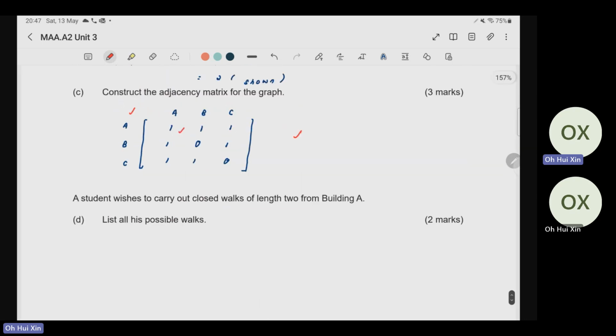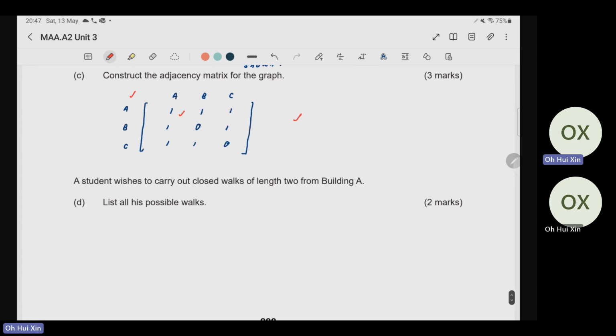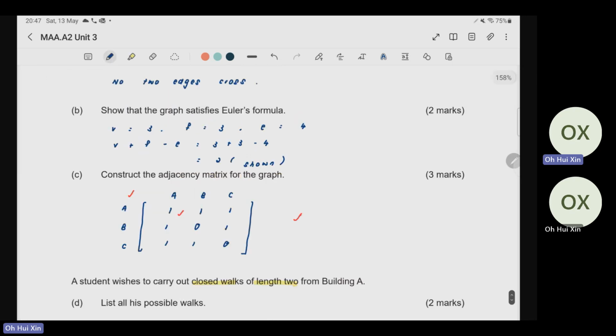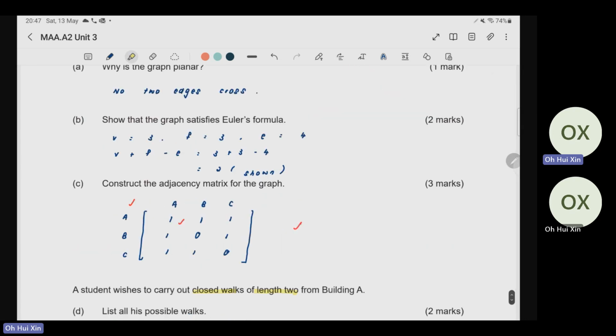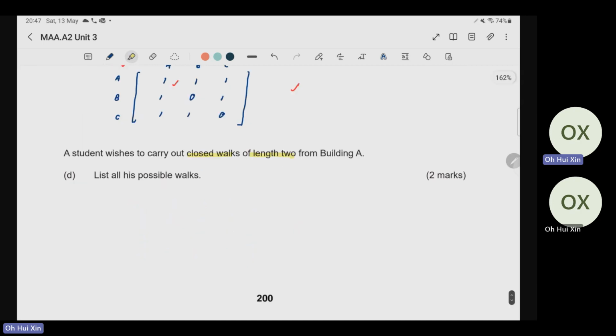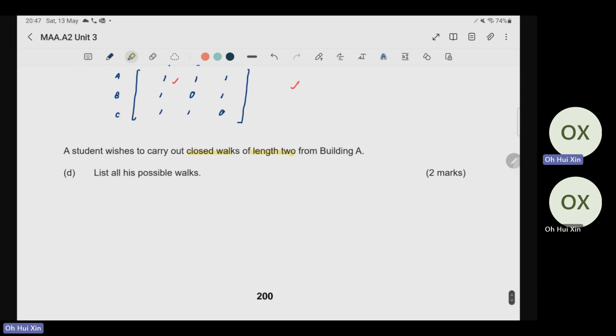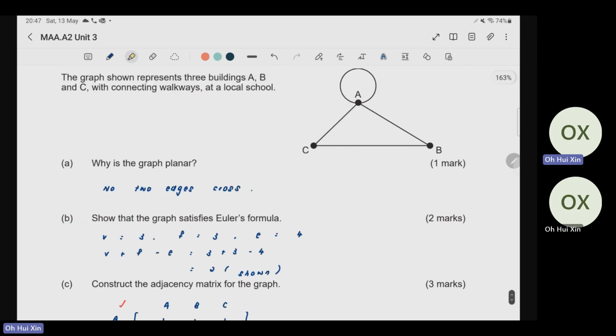A student wishes to carry out a closed walk of length 2 from building A. List all his possible walks. Remember that it must be length 2 and a closed walk, which means you need to go back to A. Of course, if you have extra time during your exams, you can work out M squared to check how many length 2 walks are available from A to A. But if you are not compelled to work out the matrix, you can also look at the graph.